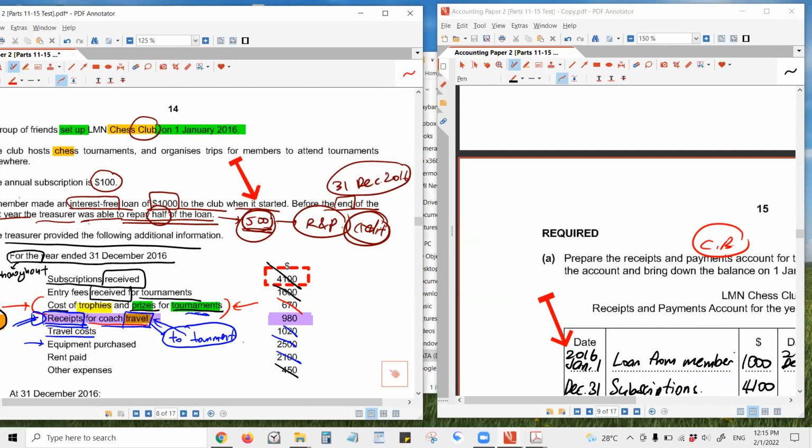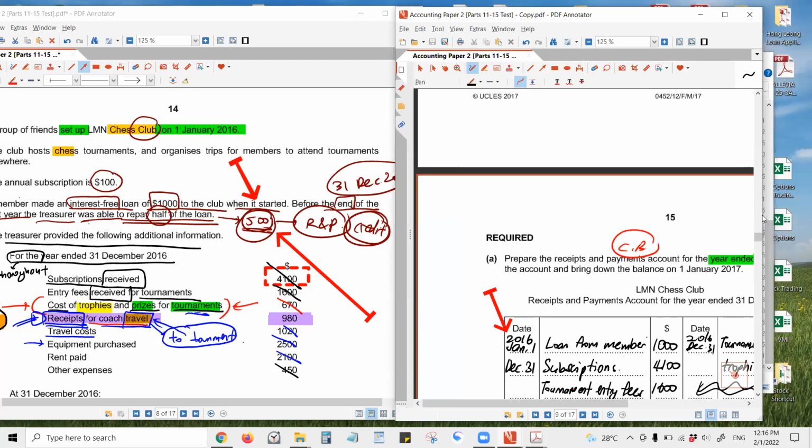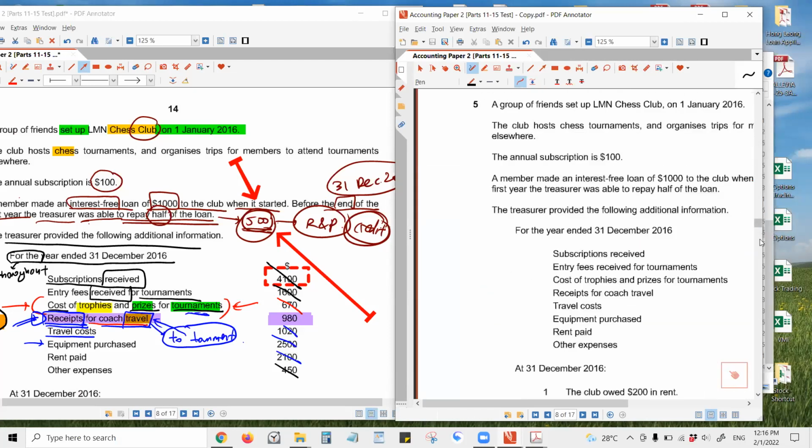That's why I said the question is tricky. You have to remember whatever you have gone through in the question. Good, one of you still remembers about the 500. So everybody, you see, it says at the year end, you pay back the 500 to the member. You repay half of the loan. Yes, I forgot about this. Now include it, then only balance it.